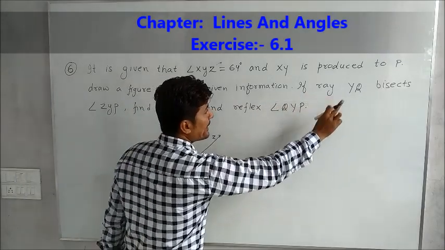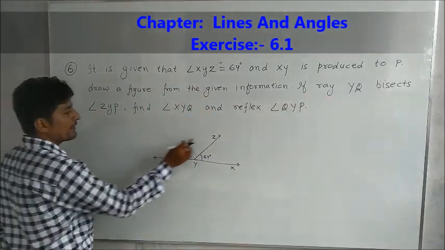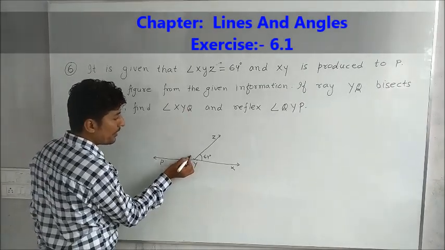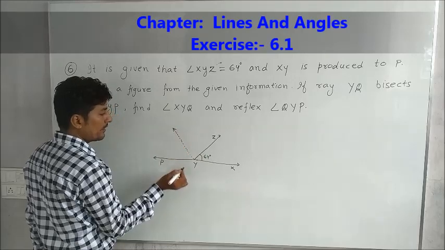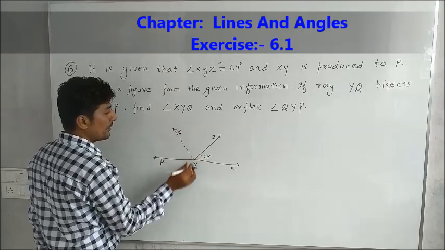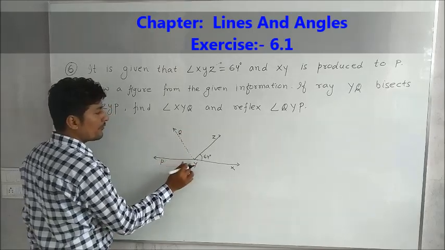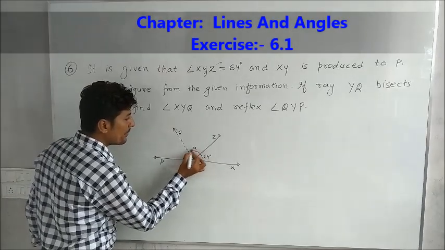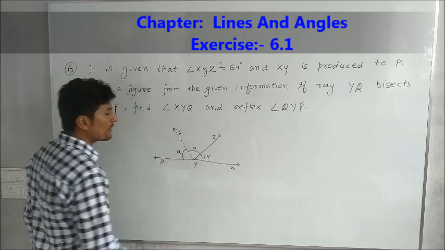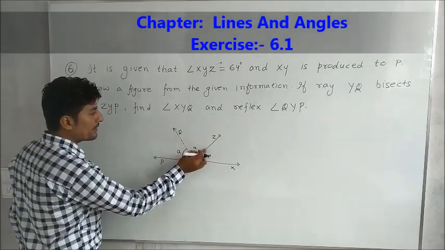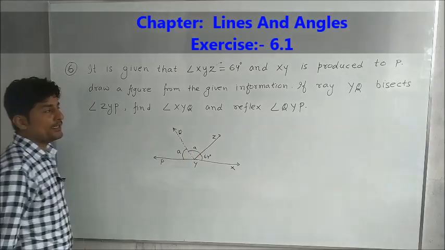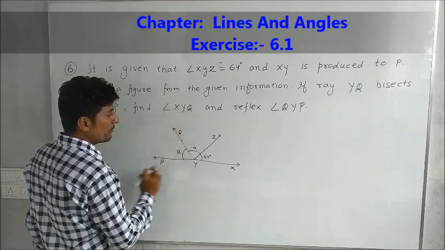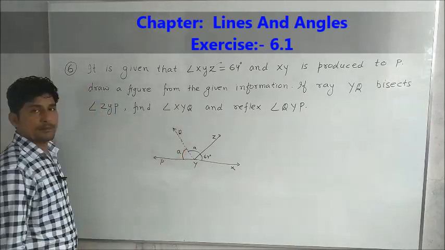If ray YQ bisects angle ZYP, this angle is bisected by a ray YQ. So we have to draw a bisector of this angle. This point is Q. YQ bisects angle PYZ. So here we can write, if the measurement of this angle equals A, then the measurement of this angle is also equal to A, because YQ bisects this whole angle. Hence the measurement of both the angles will be equal. Next line, find the measurement of angle XYQ. We have to find the measurement of this angle.